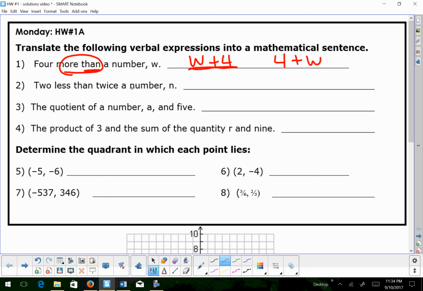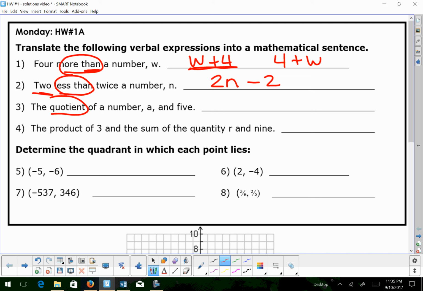"2 less than twice a number." "Less than" is our operation. And like I said earlier, the word "than" requires a backwards translation. If I have 2 less than you, I can't find out how much I have unless I know how much you have first. So "2 less than" has to come after "twice a number n." Twice means to multiply by 2. So twice a number n, and I have 2 less than that. Subtraction is not a commutative property. This is the one and only answer to this question.